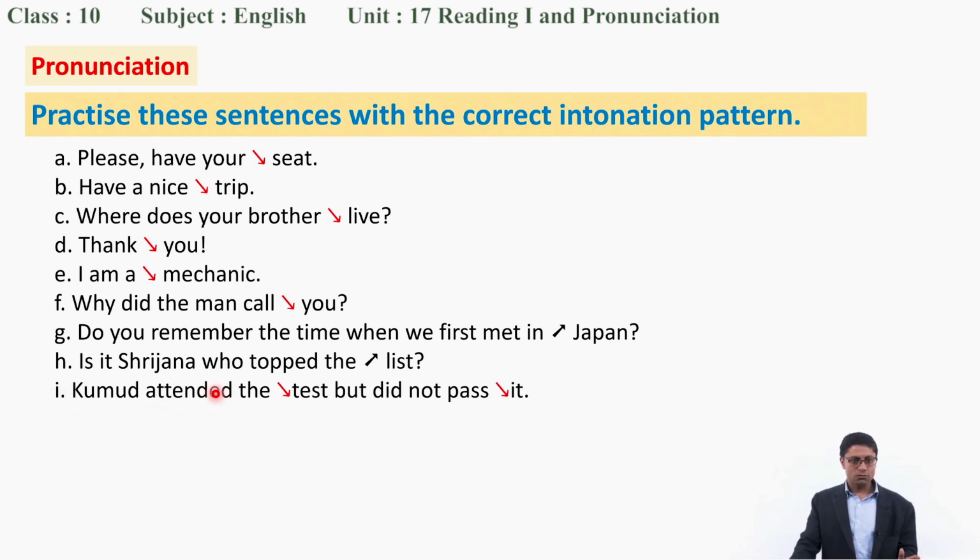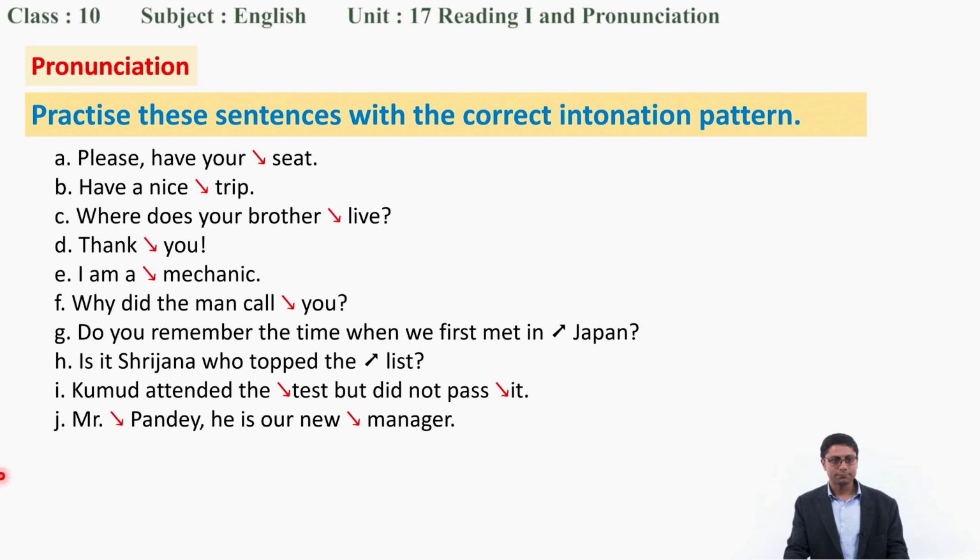Let's see next. Kumud. You can see two clauses there. Kumud attended the test, but did not pass it. So both sides, it goes down, it falls, because it's a statement. And the last one, you see there, again you can find two parts, two clauses. Here we are telling somebody's name, then there is another statement. Mr. Pandey, he is our new manager. We do not say he is our new manager with a rise. It goes down.